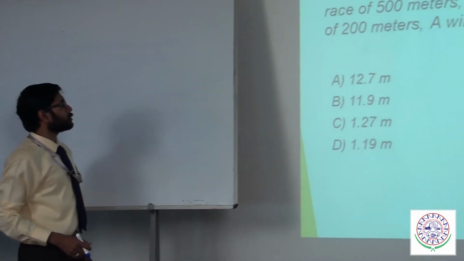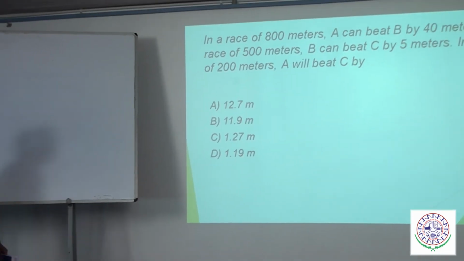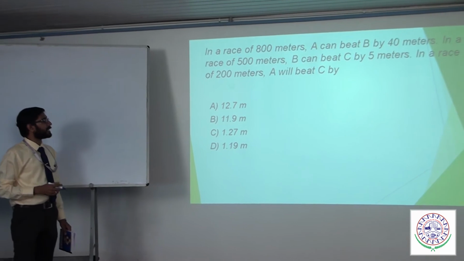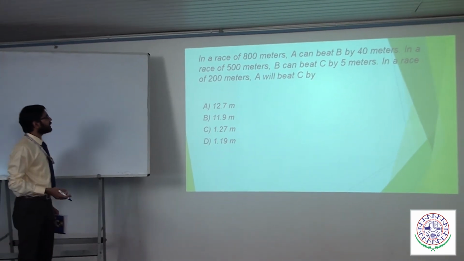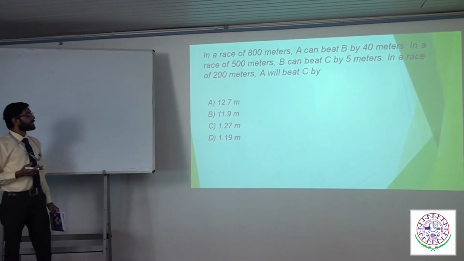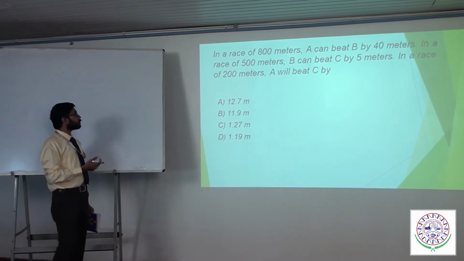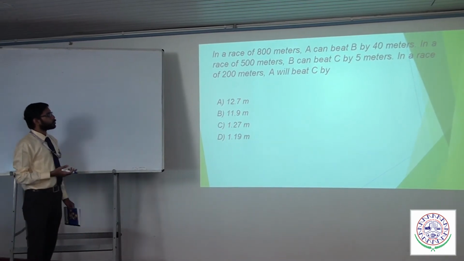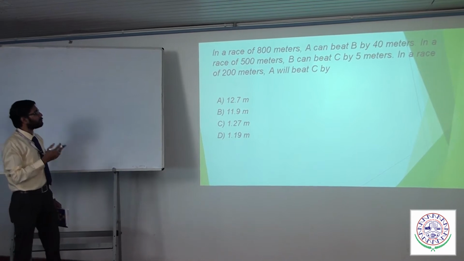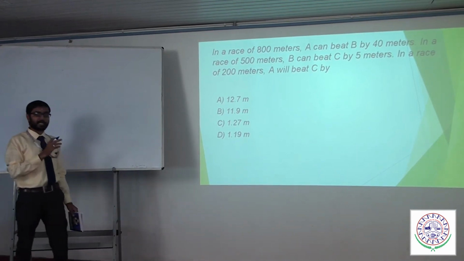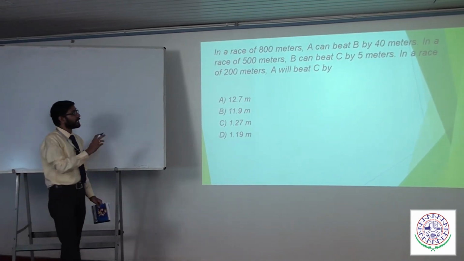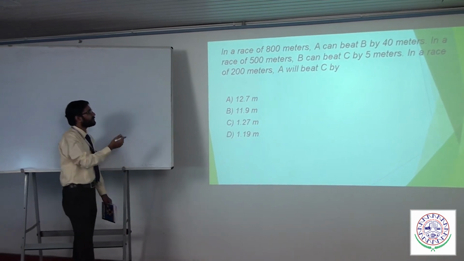We'll take up the next question, students. In a race of 800 meters, A can beat B by 40 meters. In a race of 500 meters, B can beat C by 5 meters. In a race of 200 meters, A will beat C by how much? So we need to make a relation with A and B, and also with B and C, and then at the end we need to make a relation with A and C. So directly we cannot make a relation.